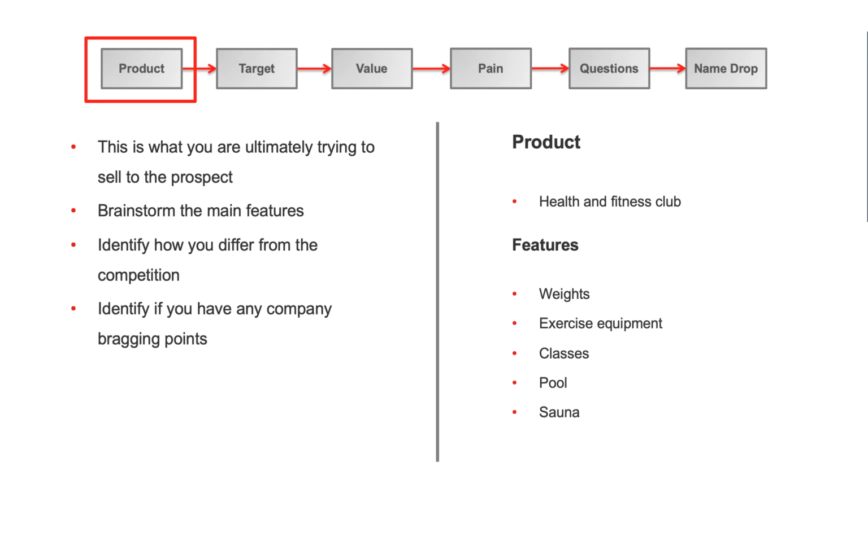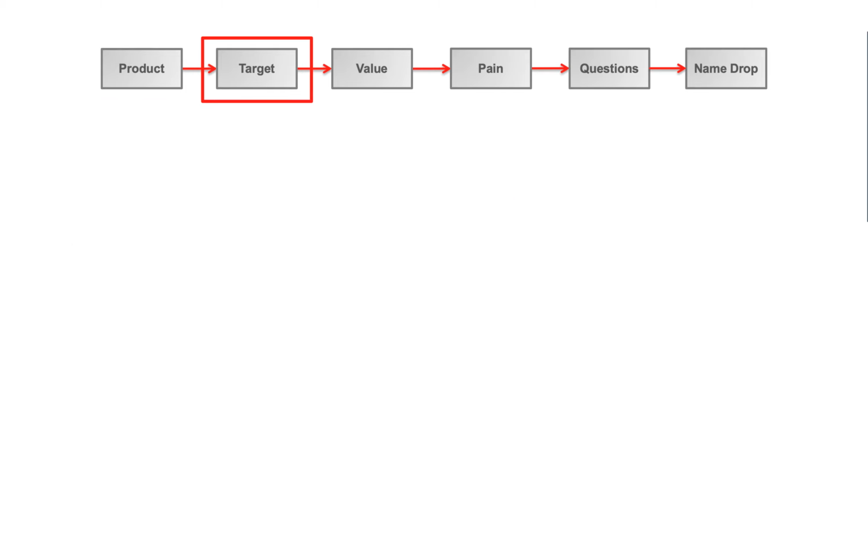So I'm going to go through a fictitious example here. I've used this before in other training videos, but I like to use a very simple product, which is a Health and Fitness Club membership. This is something that's simple for us to get our hands around, something that everybody can relate to. The features of a Health and Fitness Club would include weights, exercise equipment, classes, pool, sauna, whatnot.